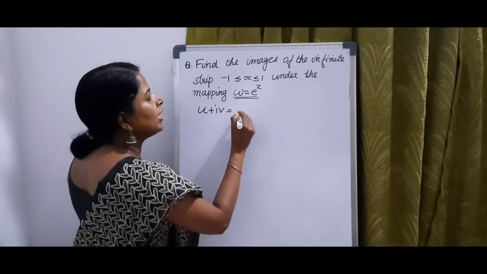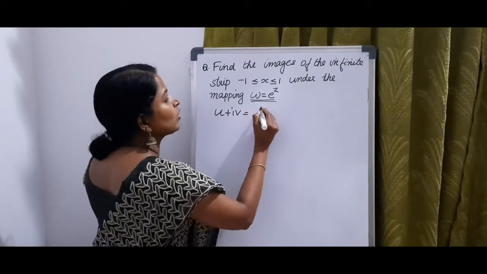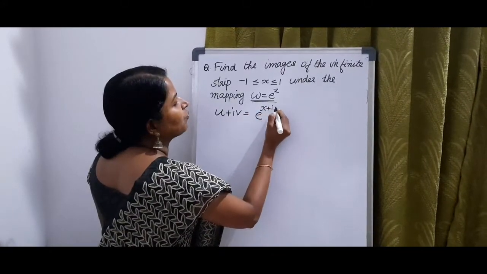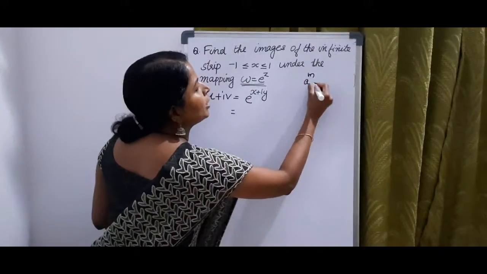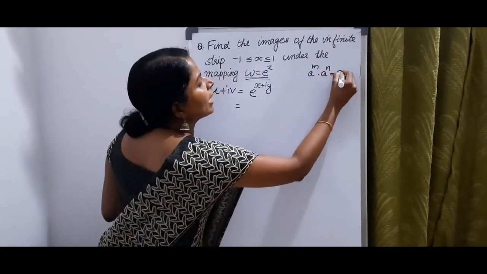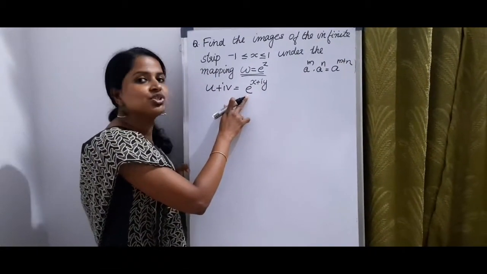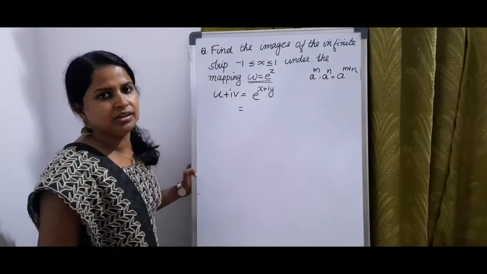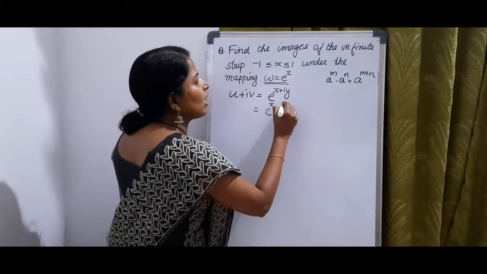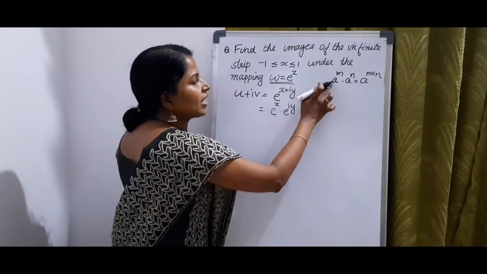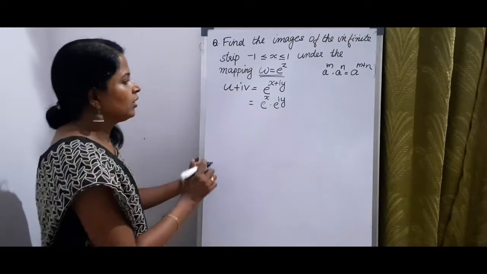that is equal to e^z. What is z? z is x + iy. So write x + iy. Using the rule a^m · a^n = a^(m+n), here e^(x+iy) is e^x · e^(iy).